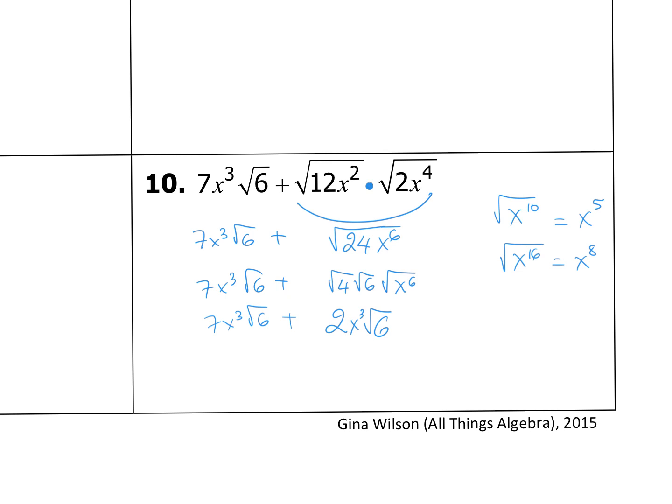All right, so now you're adding radicals. If they share the same radicand, you keep the radicand the same and you only add the coefficients. So 7x to the third add 2x to the third will be 9x to the third.